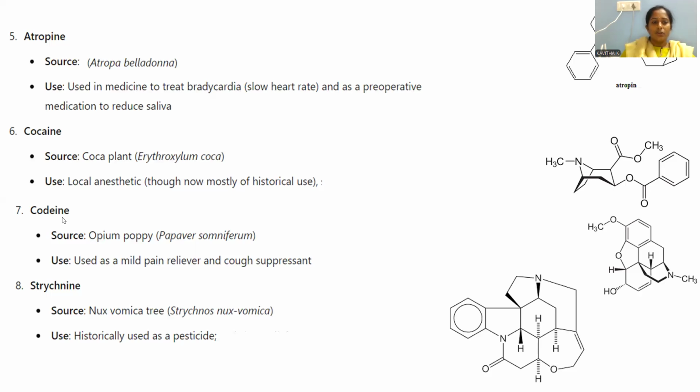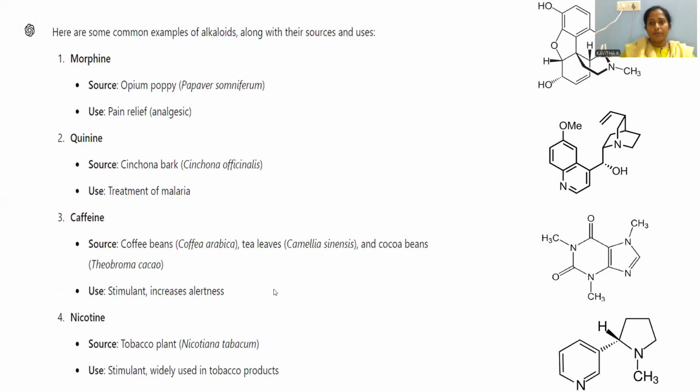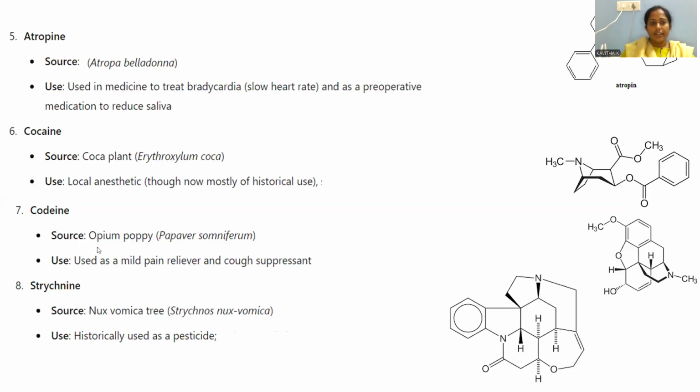Another compound is called codeine. Codeine is again extracted from the opium poppy, and its scientific name is Papaver somniferum. Again, here you can find the phenanthrene ring. This phenanthrene ring is there, a saturated furan is there, and here another saturated pyridine ring is there. So this mostly resembles which compound? The morphine compound. In morphine also we have this phenanthrene type of ring structure, and codeine has a similar resemblance to some extent.